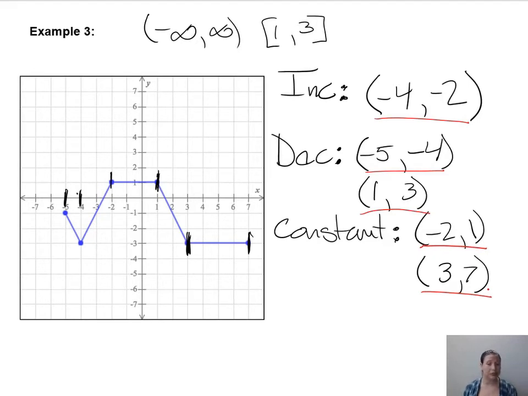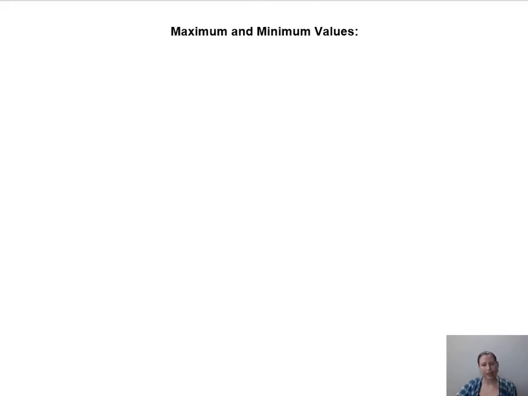Okay, so let's move on to the next idea of discussing graphs. Maximum and minimum values. Maximums and minimums are kind of obvious, it's the top or the bottom. However, we can have different types of them, okay? We can have global maximums and minimums. We can have local or relative maximums, minimums. We can have endpoint max and mins, okay? So let's think about what each of those things mean.